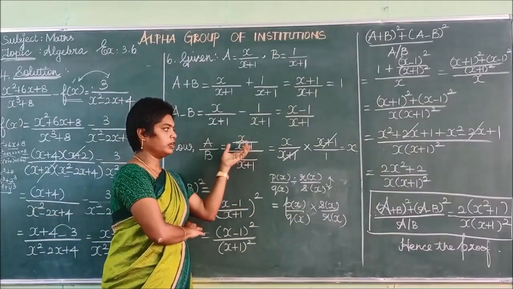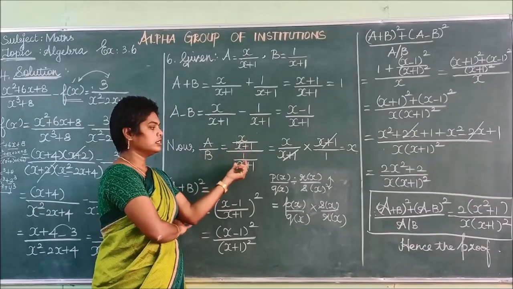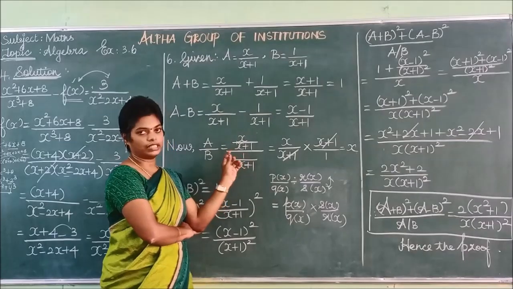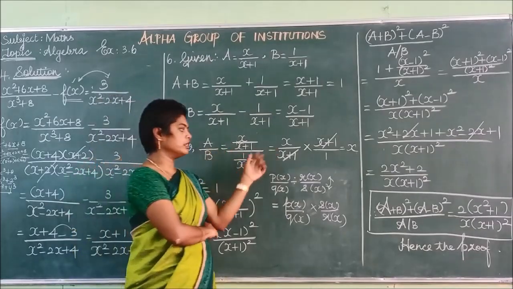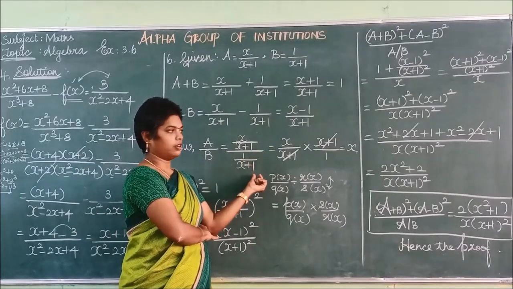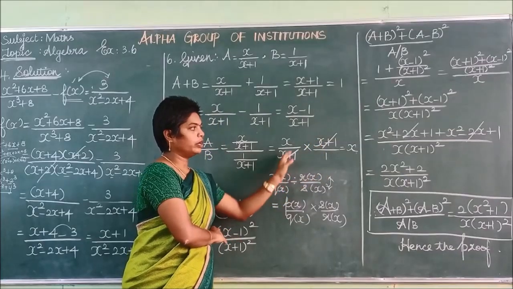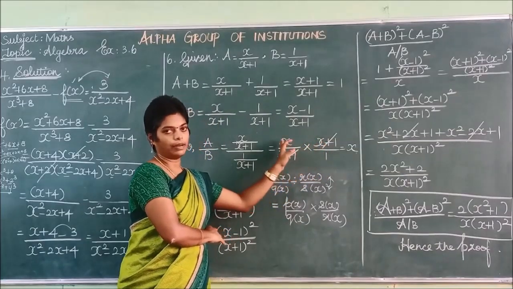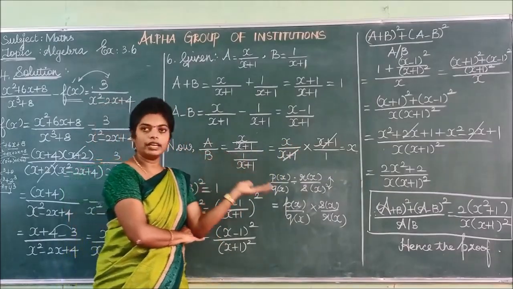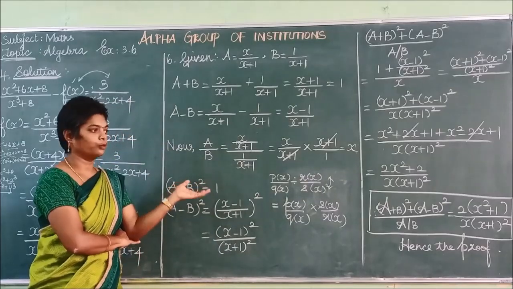x divided by x plus 1 is in the form of p of x by q of x, there is no change in this. This is in the form of r of x divided by s of x, so we have to interchange into the reciprocal. The reciprocal means denominator goes to numerator, numerator comes to denominator. So x plus 1 divided by 1. This x plus 1 and this x plus 1 get cancelled. The remaining value is x divided by 1, which is nothing but our x. So we have found out the value of a by b also.